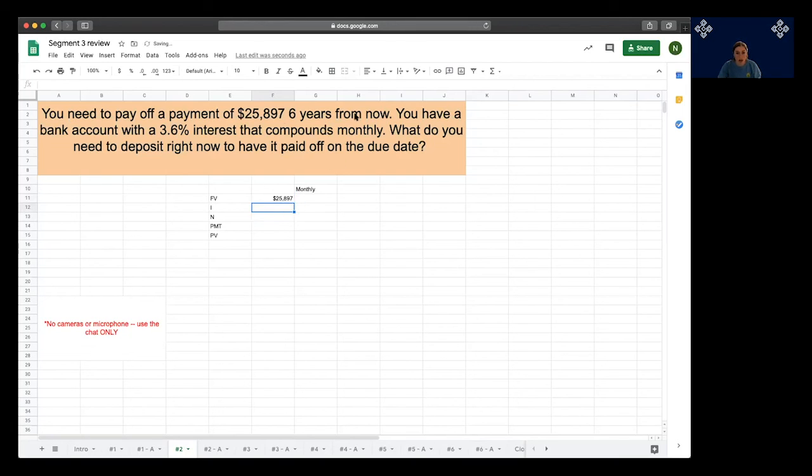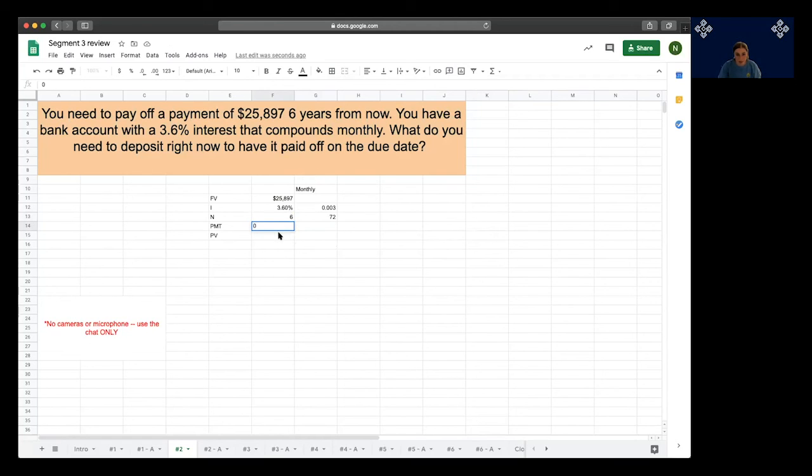So then your I, you have a 3.6% interest, but it says it compounds monthly. So again, you need a change for that. So you're going to divide it by 12. And then you have an N that says 6 years from now. Again, you have to change it to monthly. So you're going to multiply by 12. And then your payment is 0. No part of this problem says every month you're going to put in a certain amount or how much you need to pay every month. It's just your overall. So payment is actually 0.